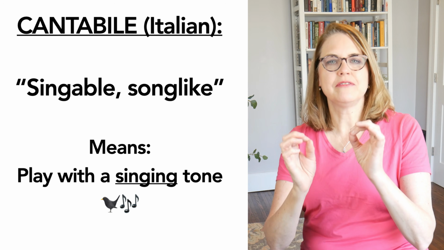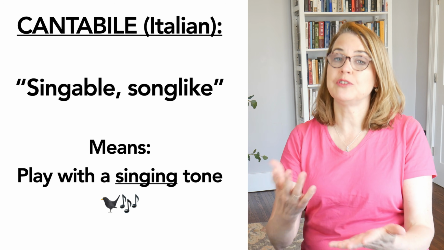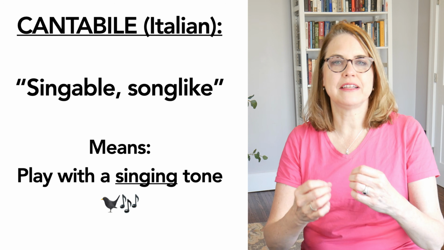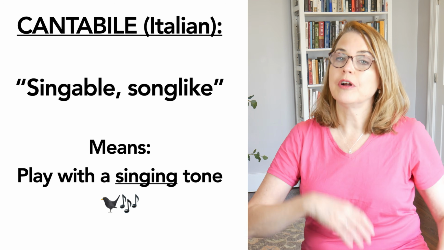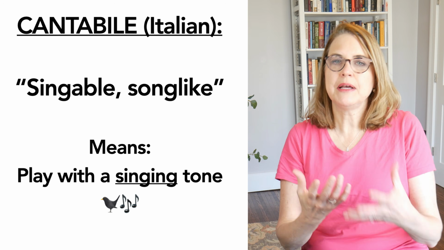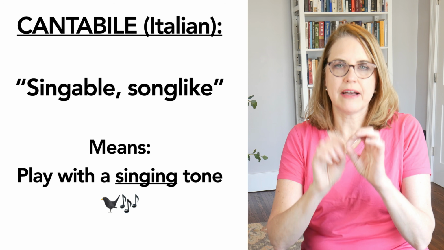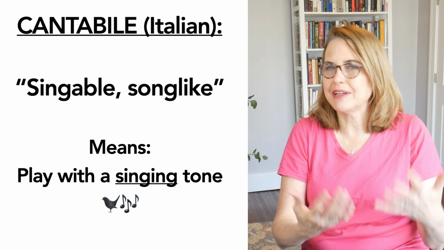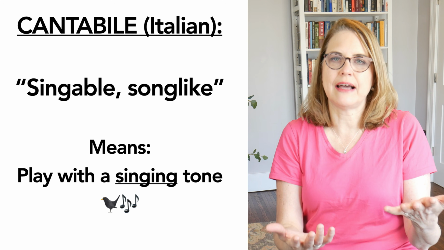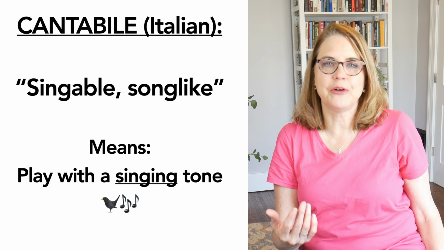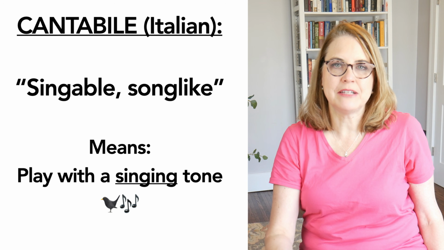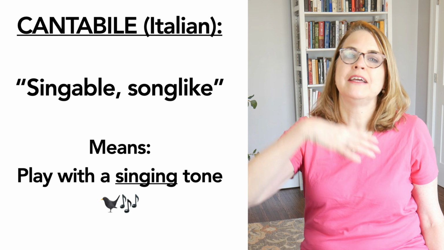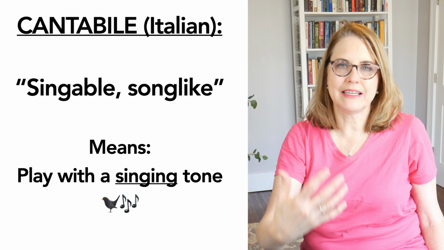Cantabile is an expressive marking that you sometimes see printed in the score, and literally translated, it means singing or play with a singing tone. Sometimes you have music that doesn't actually have the word cantabile printed in it, but the cantabile expressive marking is implied by the style. For example, in many pieces by Chopin or in slow movements by Beethoven, a lot of times we want to play with a cantabile or a singing line.